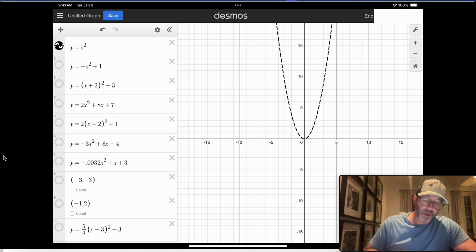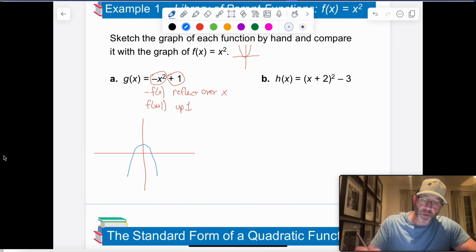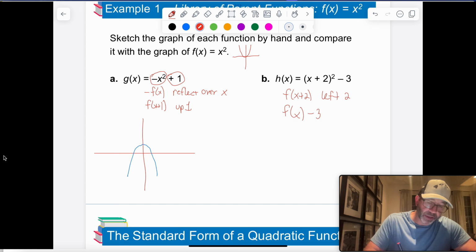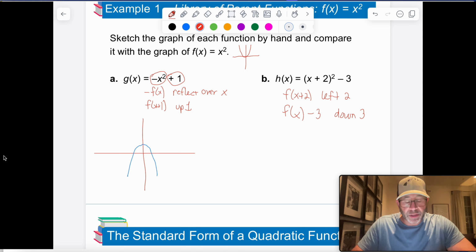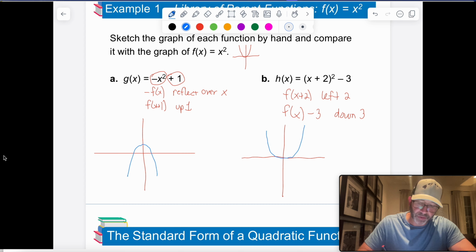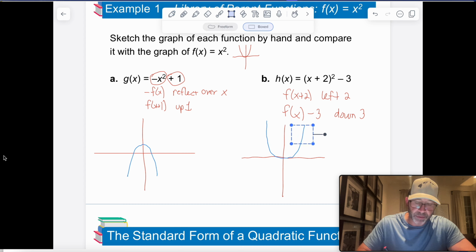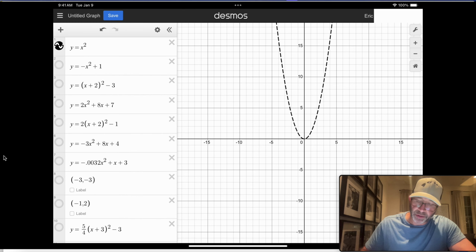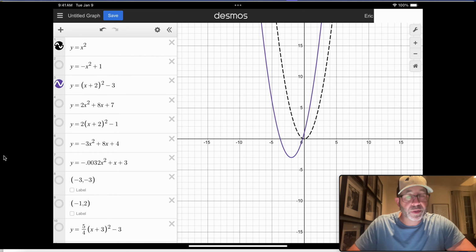Okay. For the second one, what we've got is f of x plus 2 in there. Remember that this is going to move it left 2, and then f of x minus 3 means down 3. And so what this means is that we're going to take our U-shaped curve that we have here, and we will move it to the left 2, and then we will move it down 3. And let's take a look at that to confirm it. Left 2, down 3, there's my graph.